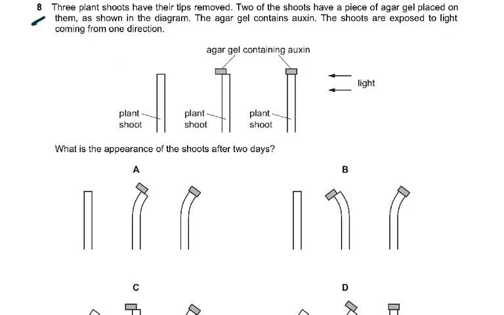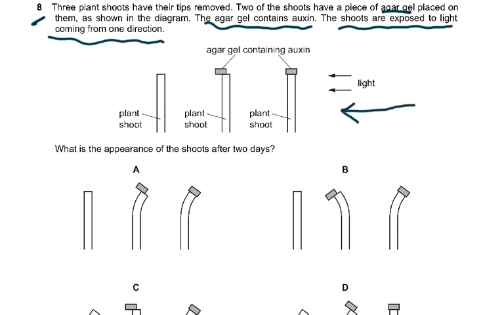Now coming to question number 8, the 3 plant shoots have their tips removed. 2 of the shoots have a piece of agar gel placed on them as shown in the diagram, and the agar gel contains auxin. The shoots are exposed to light coming from one direction. Agar gel containing auxin, we've got light coming from this side. We have 3 plant shoots.